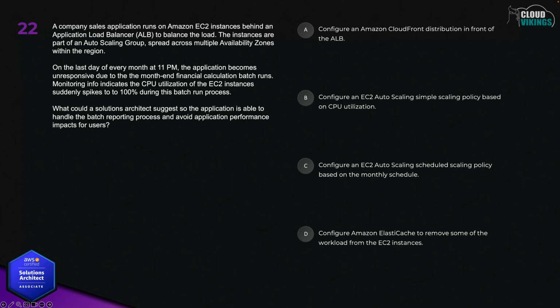A. Configure an Amazon CloudFront distribution in front of the ALB. B. Configure an EC2 autoscaling simple scaling policy based on CPU utilization. C. Configure an EC2 autoscaling scheduled scaling policy based on the monthly schedule. D. Configure Amazon ElastiCache to remove some of the workload from the EC2 instances. The correct answer here would be C. Configure an EC2 autoscaling scheduled scaling policy based on the monthly schedule.